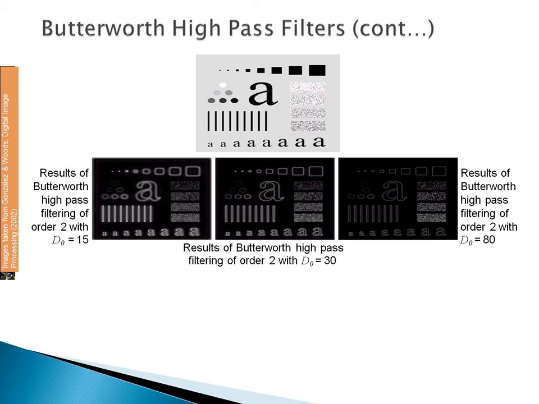We can see that the boundaries are much less disturbed, unlike in the previous case. So we can see that when D0 is equal to 30, 60 and 160, whatever value we have, it corresponds to the circles we had previously. And these results are much smoother than what we got when we applied the ideal high pass filters. So the Butterworth high pass filters are better than the previous filters, as is evident from the figure shown here.